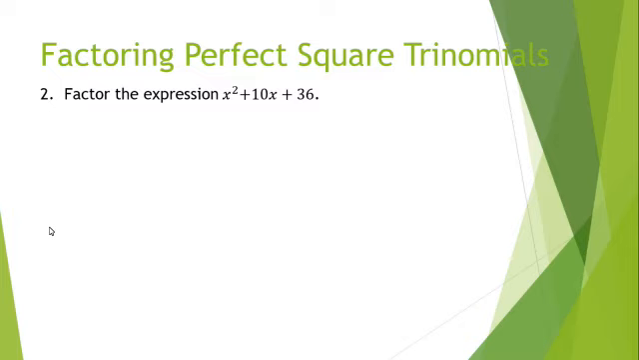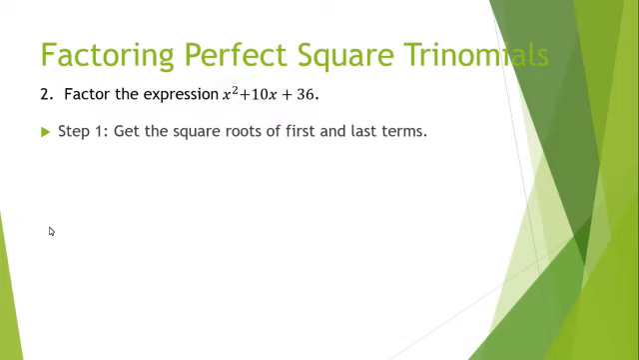Number 2. Factor the expression x squared plus 10x plus 36. We should follow the same steps as before. Step 1. Get the square roots of first and last terms. What is the first term of a trinomial? How about the last term? That's right. The first term of a trinomial is x squared, while the last term of a trinomial is 36.